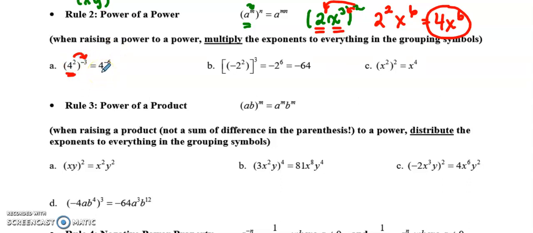Now I'm going to tell you, you're never, ever going to leave your exponent with a negative. So we'll go over that in a minute. Okay, your exponent can never be a negative. You can have a negative out front, but never a negative exponent.